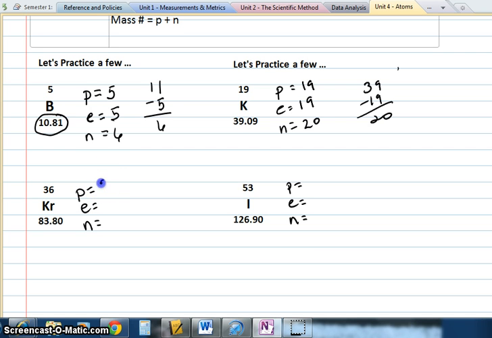All right, for krypton here, do you notice a pattern with the protons and the electrons? Yeah, they're the same. All right, neutrons here. 84 minus 36. I should be able to do the math in my head, and I don't. I always make silly errors when I do the math in my head. Nope. 48.